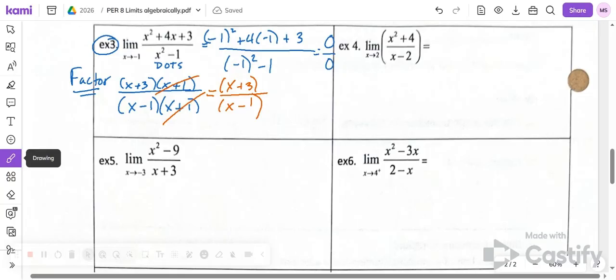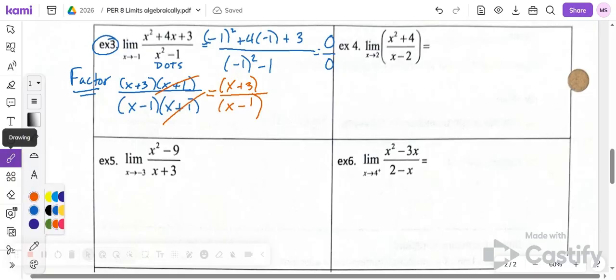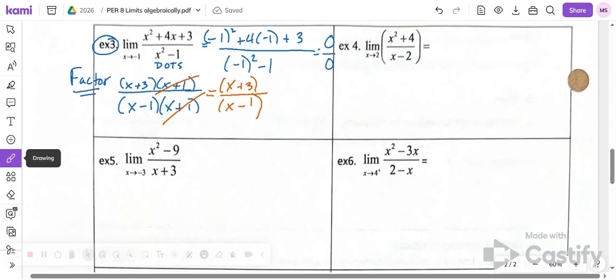And now we plug in -1. Oh, I'm so proud of you guys for remembering. Yes. All right. -1 plus 3 over -1 minus 1. And you might get fractions here, I mean, this one isn't a fraction, but whatever you get, you just 2 over -2, -1.